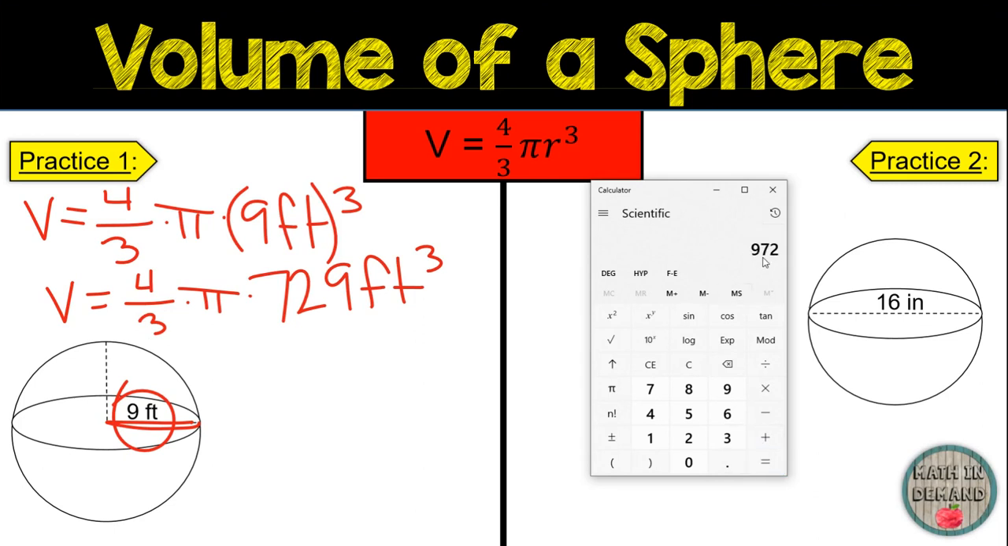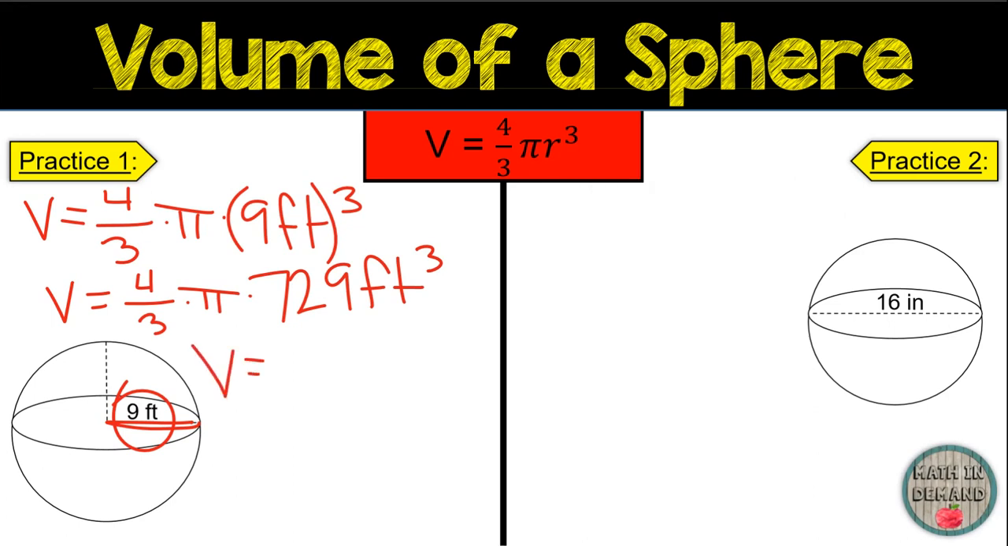Now, sometimes I'm not going to get a whole number. In this case, I did. The next problem, you're going to see where we don't get a whole number, but that'll be okay because we'll know how to work with it. So I got 972 pi, can't forget that, and cubic feet. If I was asked for exact, that would be my exact answer.